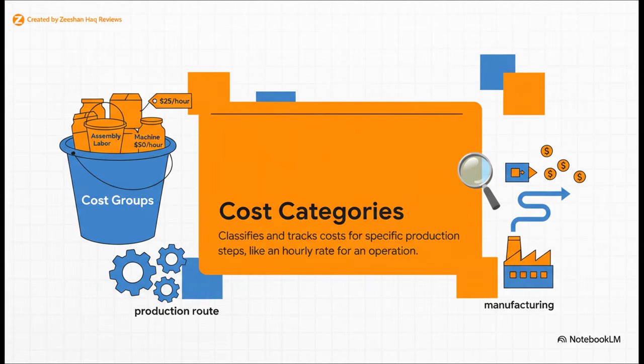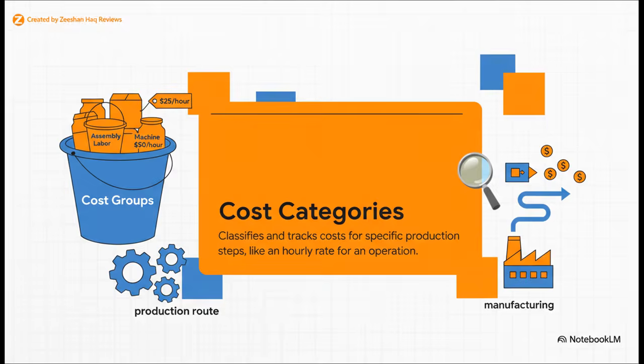So if cost groups are those big buckets, then cost categories are the smaller, more specific containers you put inside them. A cost category lets you put a price tag on an activity. So for example, you could create a category for assembly labor and tell the system it costs, say, $25 an hour. Then, when you use that category in a production route, the system knows exactly how to calculate the labor cost for that specific step.